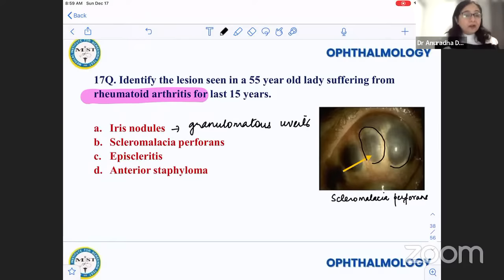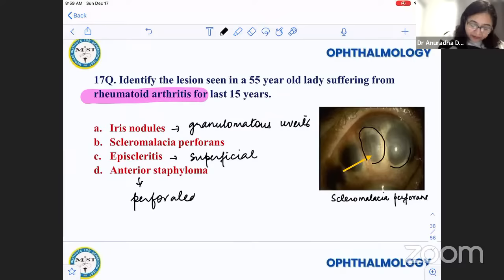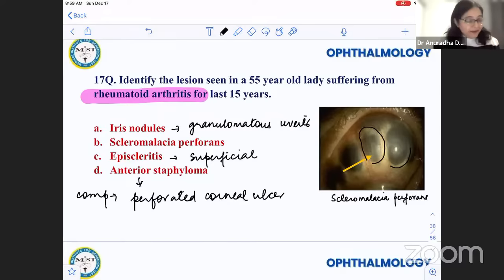Coypes and Busacca nodules. Episcleritis is just a superficial inflammation. There is no necrotizing element in episcleritis. Right? Anterior staphyloma is a complication of perforated corneal ulcer. So that is a complication or sequelae of perforated corneal ulcer.